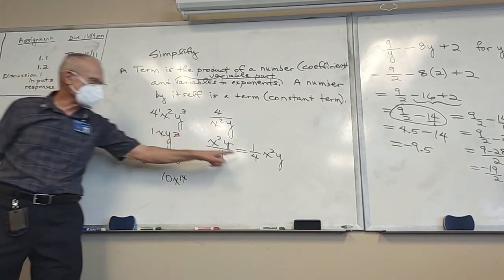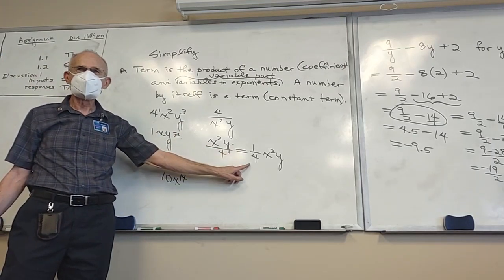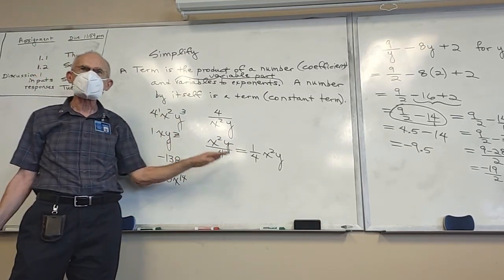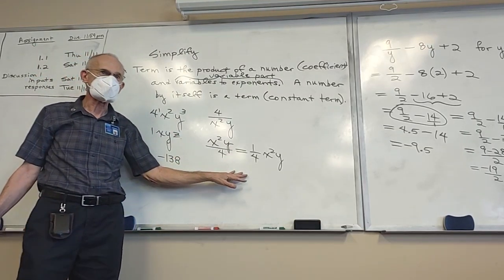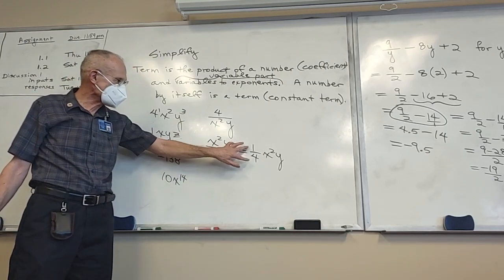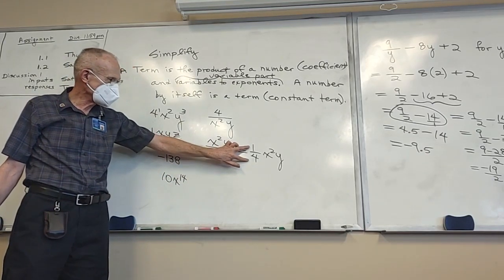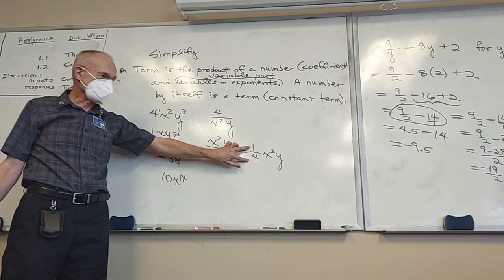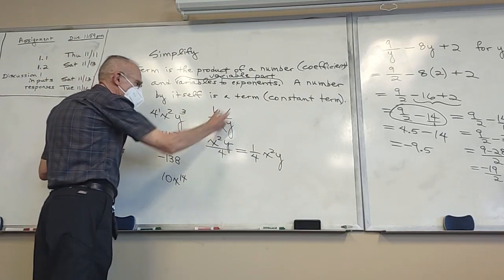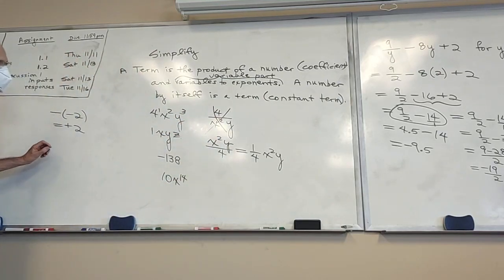So the coefficient is 1/4. See, we don't have to have an integer coefficient necessarily. Any number in front would be a coefficient. So if you've got a number on the bottom, you can bring it out front like this and regard it as part of the coefficient. So this variable part's x squared y. This is the only one on the board that's not a term right there.